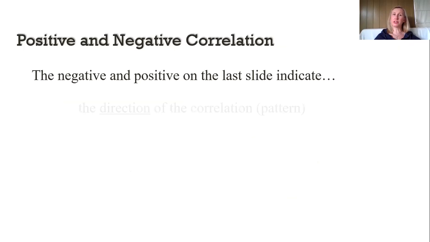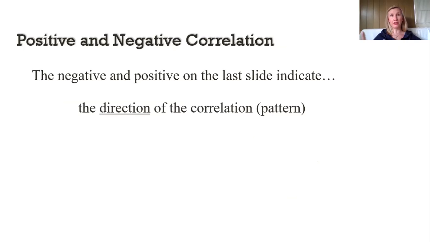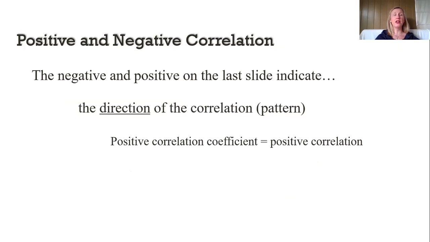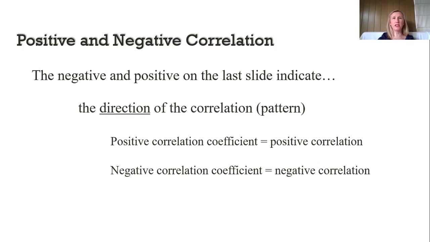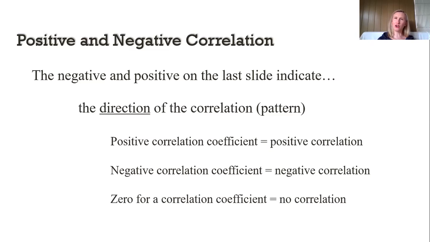Now, what about the negative and the positive? The negative and the positive in front of the correlation coefficient indicate which direction the correlation is. If it's a positive number, that means we've got a positive correlation coefficient and there is a positive correlation. Obviously, if we've got a negative number like negative 0.8, then we've got a negative correlation. What's the difference between these two? Obviously, if we've got 0, that means there is no correlation. And the closer your correlation coefficient gets to 0, the more sure you are there is absolutely no relationship between your two variables, like eye color and weight.